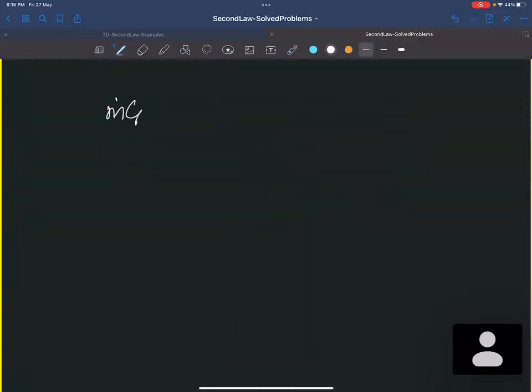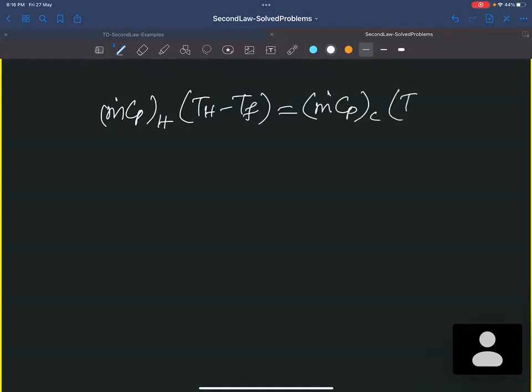Simply m dot Cp of hot into (Th minus Tf) equals m dot Cp of cold multiplied by (Tf minus Tc). The cold stream's outlet temperature will be higher, no? Tf will be higher than Tc. So this is the energy change for the cold stream, and this is the energy change for the hot stream.